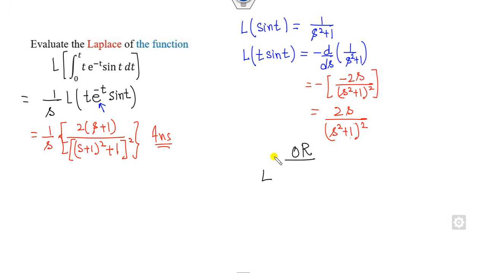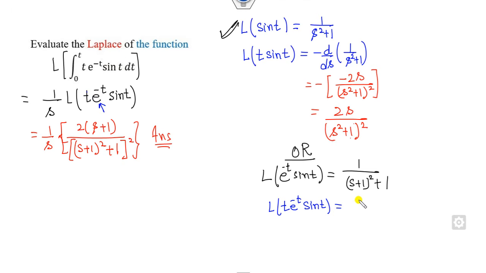Otherwise, you can apply the shifting first theorem firstly. That is e raised to power minus t sine of t. It will be 1 over (s plus 1) whole square plus 1, and then you can apply the derivative rule. That will again give you the same answer.